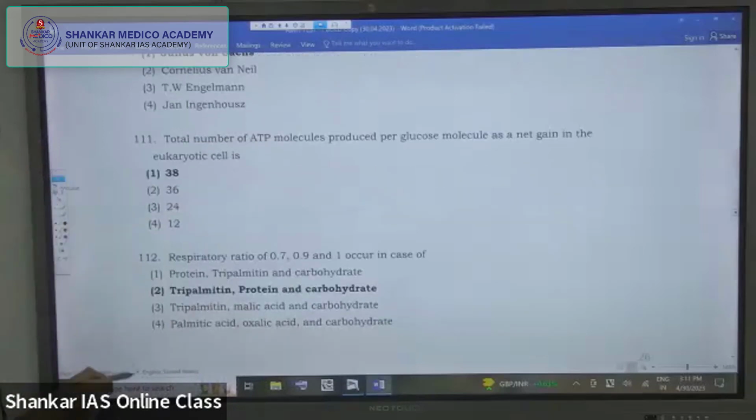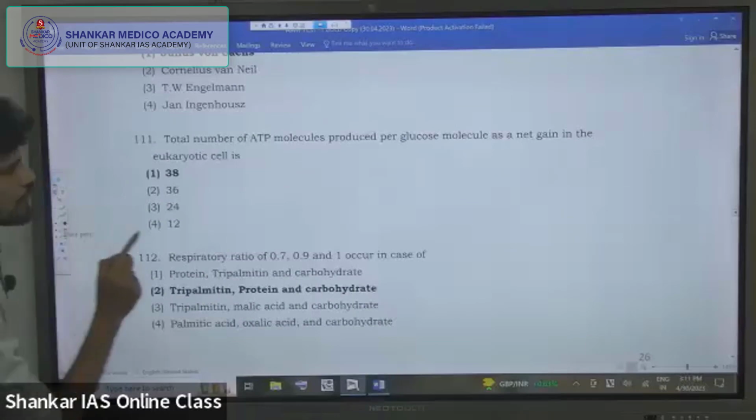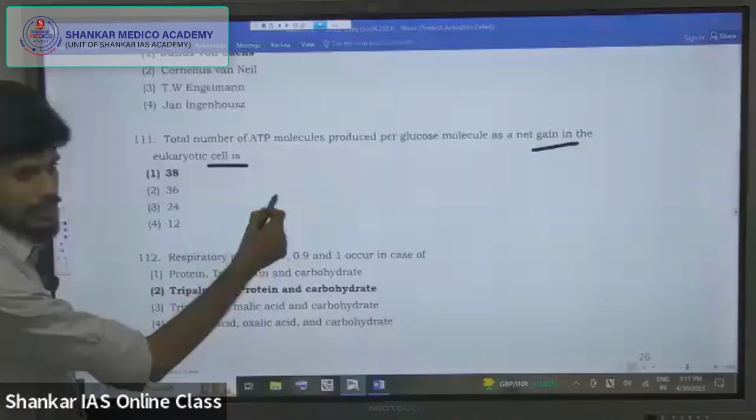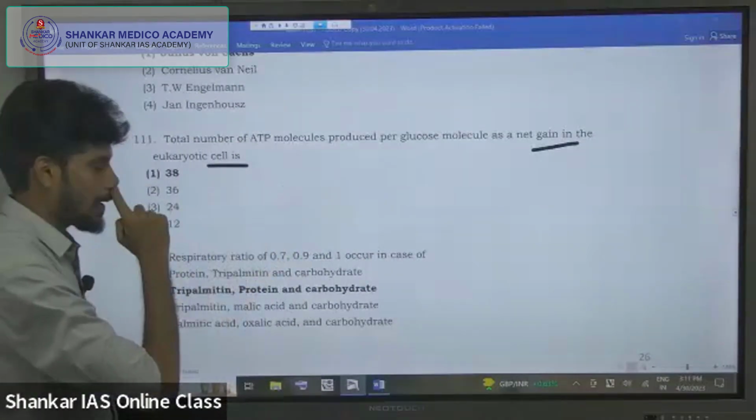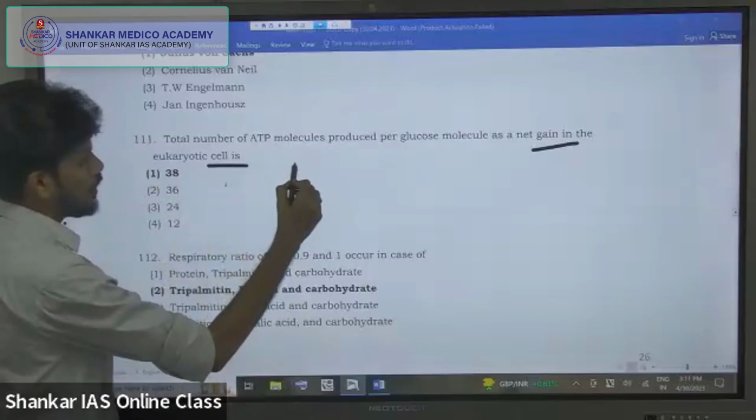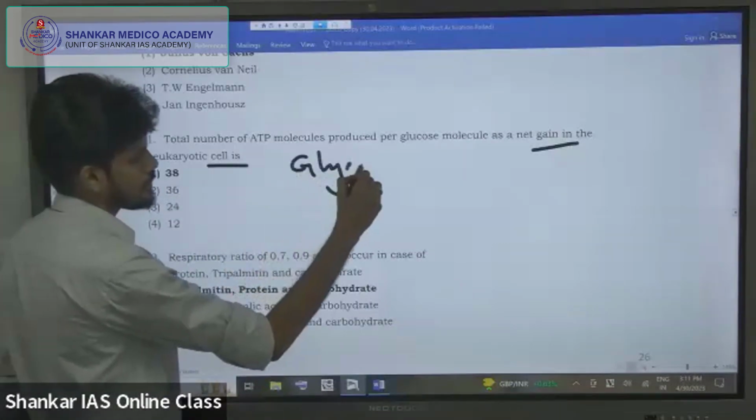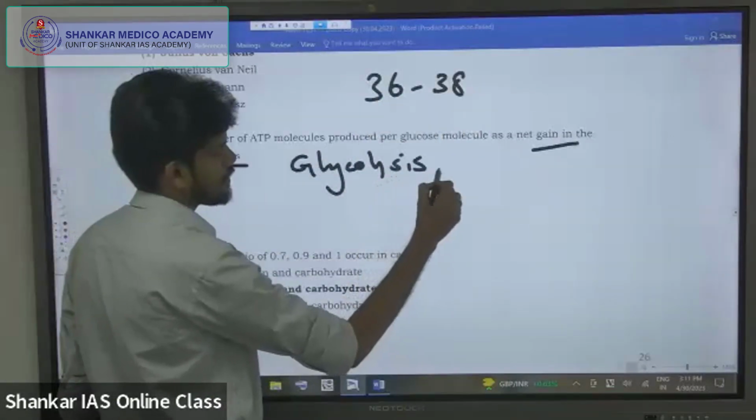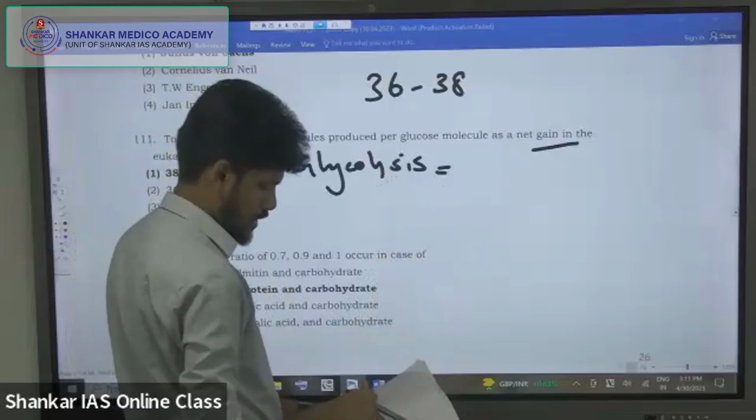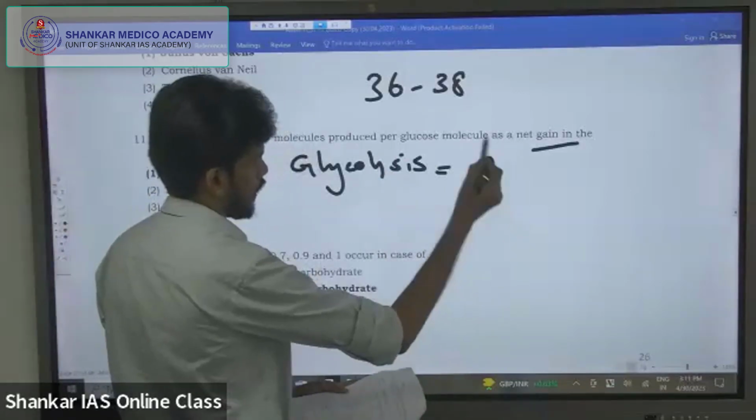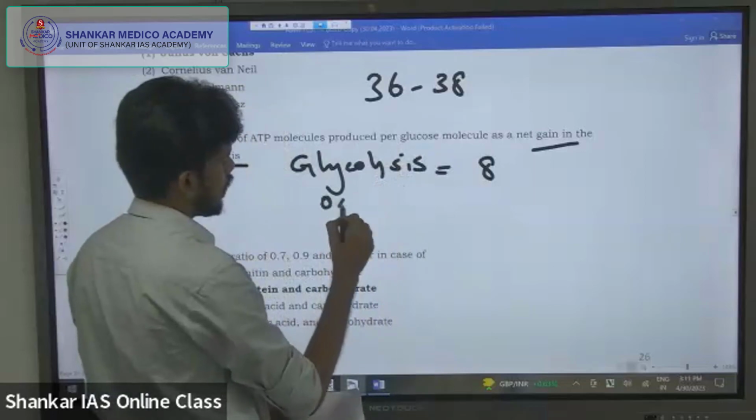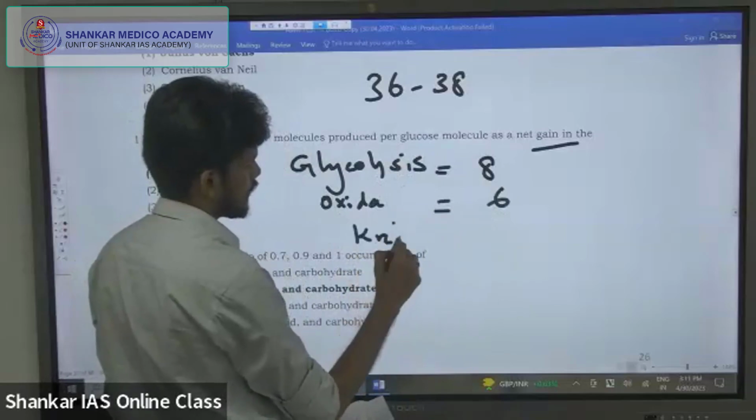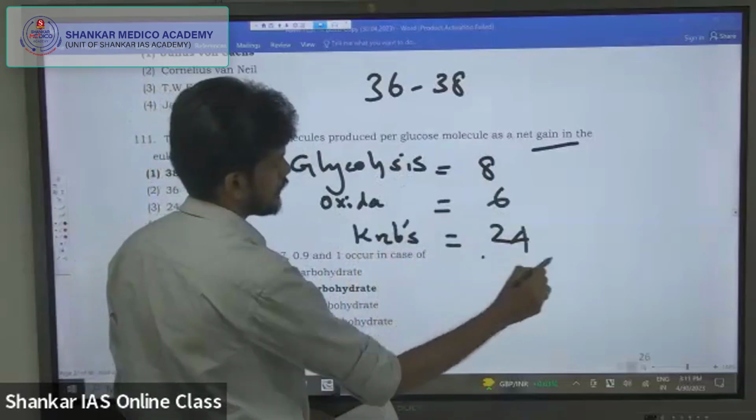Then, the total number of ATP molecules produced per glucose molecule as a net gain in eukaryotic cells is 38. Here I will tell you: it varies between 36 and 38. In glycolysis, the ATP is around 8. Next, the pyruvate oxidative decarboxylation will be 6. Then, if you look at the Krebs cycle, it will be 24.